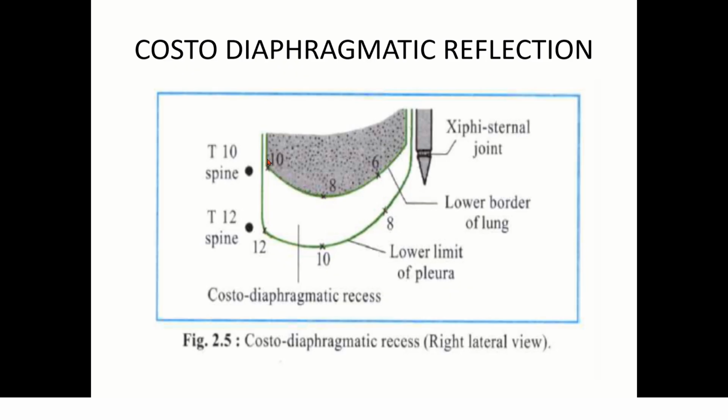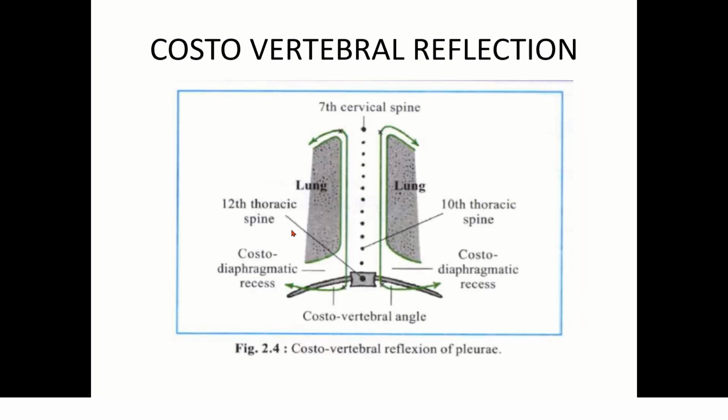You can observe here between the lower border of the lung and the lower end of the pleura, there is a large gap forming the costodiaphragmatic recess, or phrenicocostal sinus.